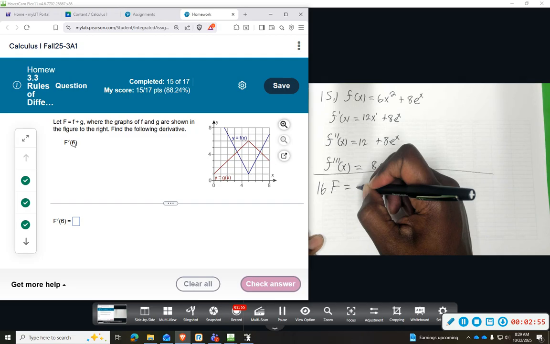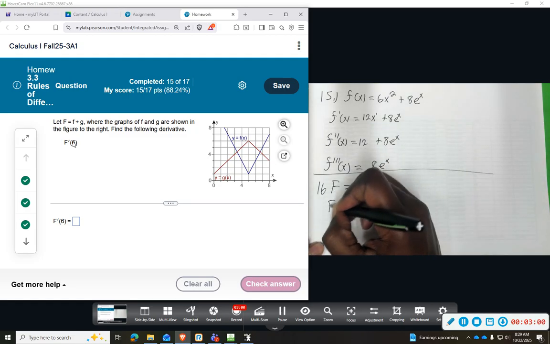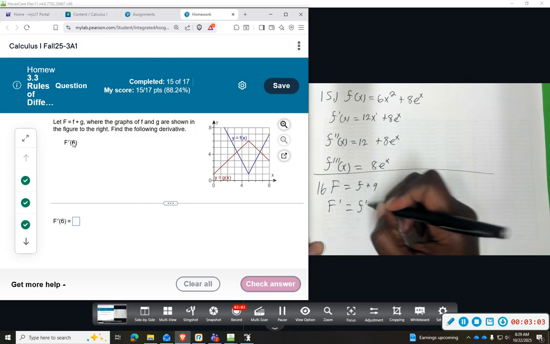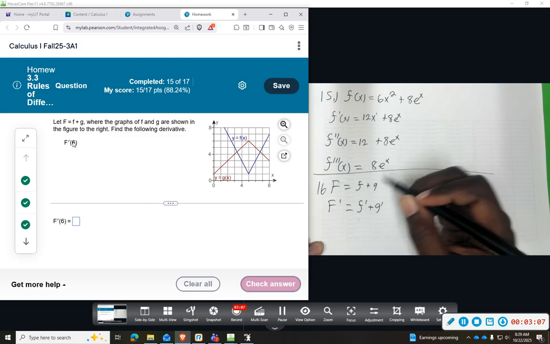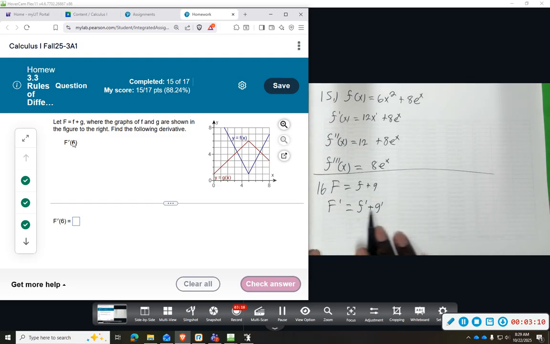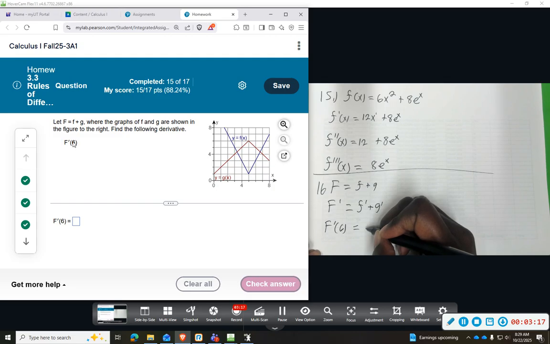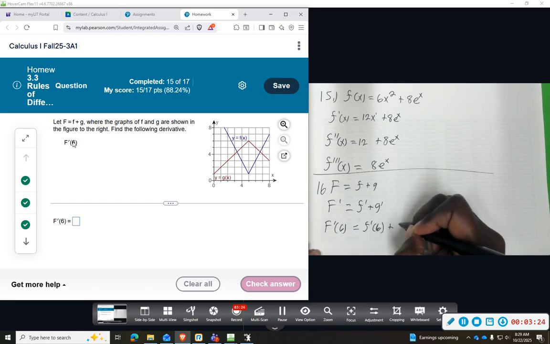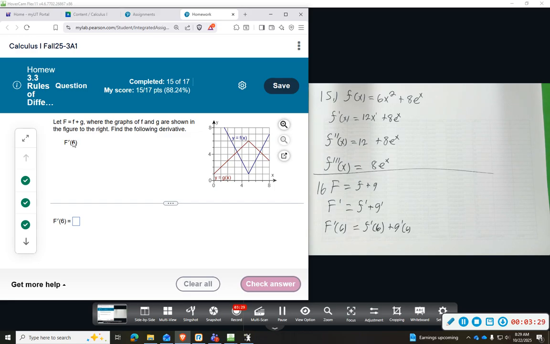F equals little f plus g, and so when you do f prime, we're doing the derivative of f and g and adding them together. So we're going to find the slope of each of these graphs when x is equal to 6 and add those together. F prime of 6, g prime of 6. This is the notation.